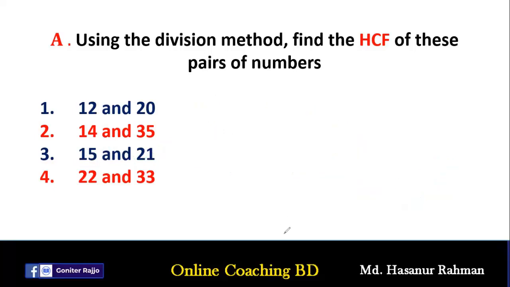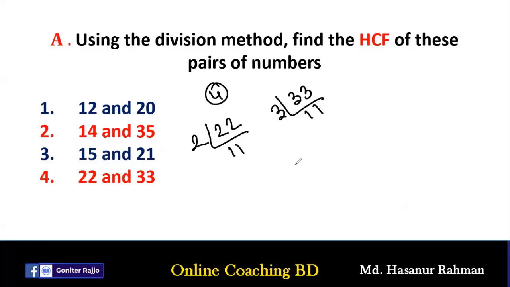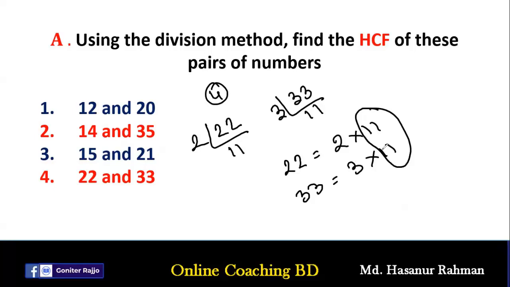Now number 4. Number 4 says 22 and 33. So how can we solve this one? We can divide 22 by a prime number. That means we can divide it by 2. 2 times 11 is 22. Again, we can divide 33 by another prime number, that is 3. 3 times 11 is 33. So we can express 22 in this way, 2 multiplied by 11. We can express 33 in this way, 3 multiplied by 11. So which one is common in both numbers? This 11 is common in both numbers. So HCF will be 11. So we can say here that the HCF of 22 and 33 will be 11.